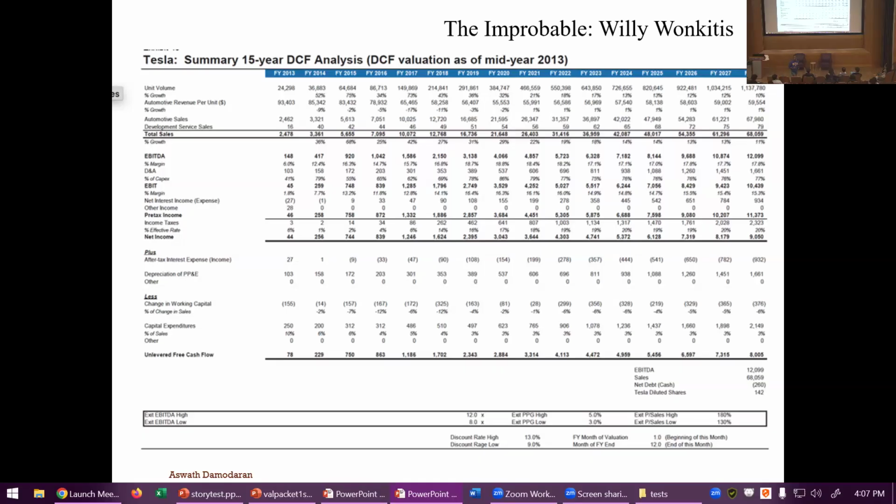Houston, we have a problem. The number of cars is going to go from 24,000 to 1.1 million. In 2013, Tesla had 1 factory in Fremont, which on a really good day had a capacity of 250,000 cars. You see what the problem is? Where are the other 800,000 cars going to come from?